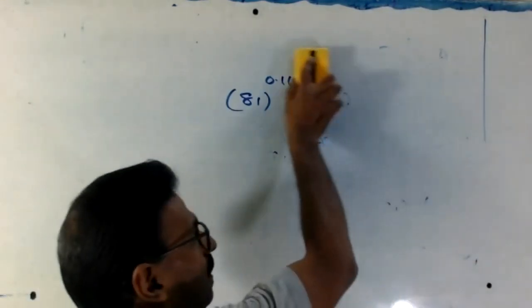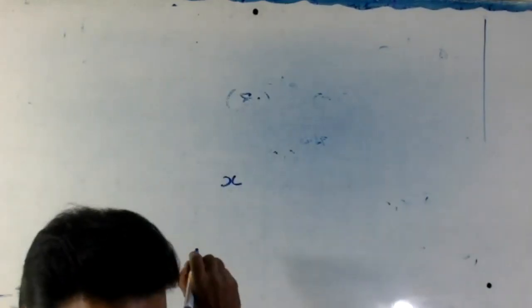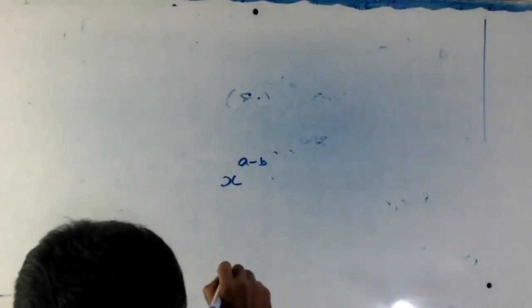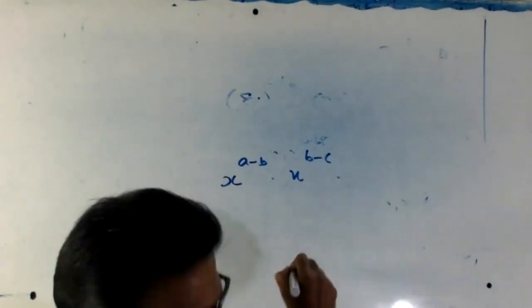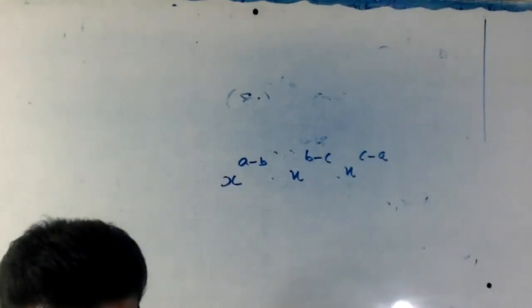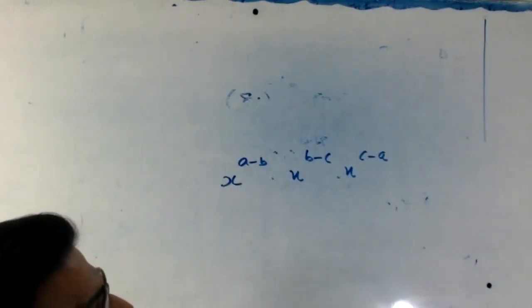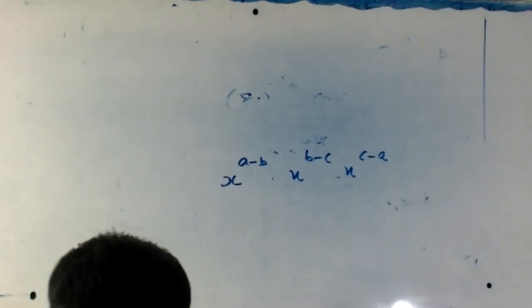So next question, right? Try now. X raised to a minus b into x raised to b minus c into x raised to c minus a. Find. Question is x raised to a minus b into x raised to b minus c into x raised to c minus a.